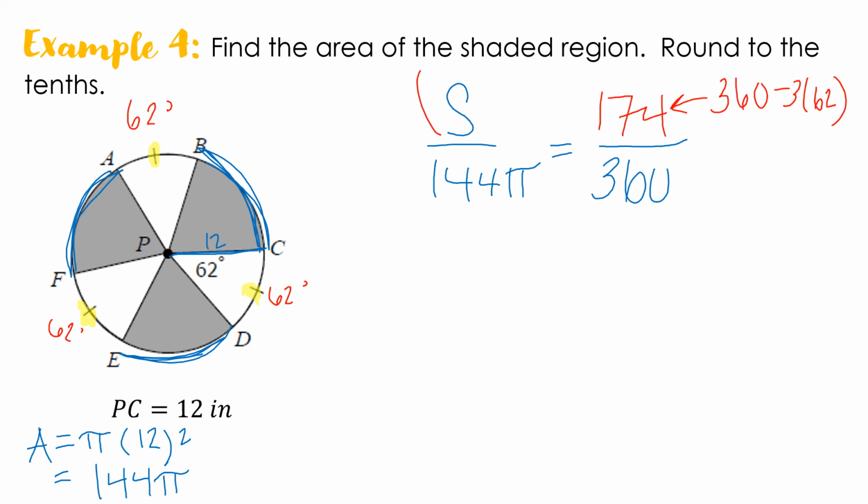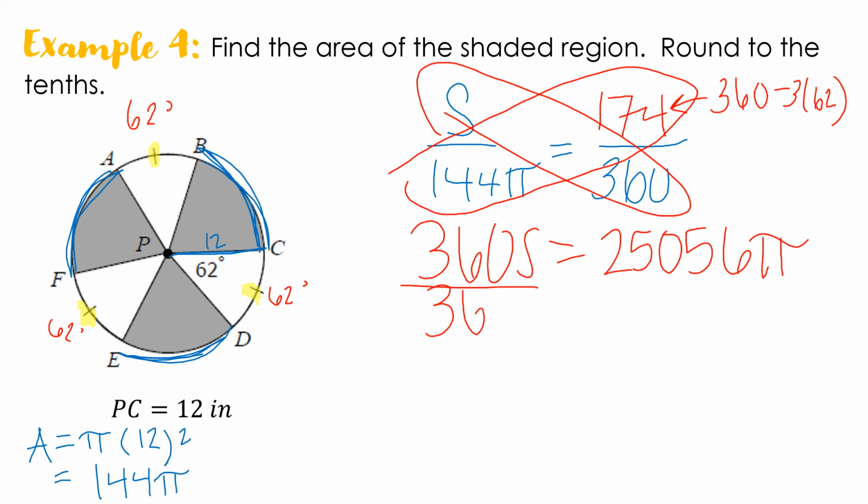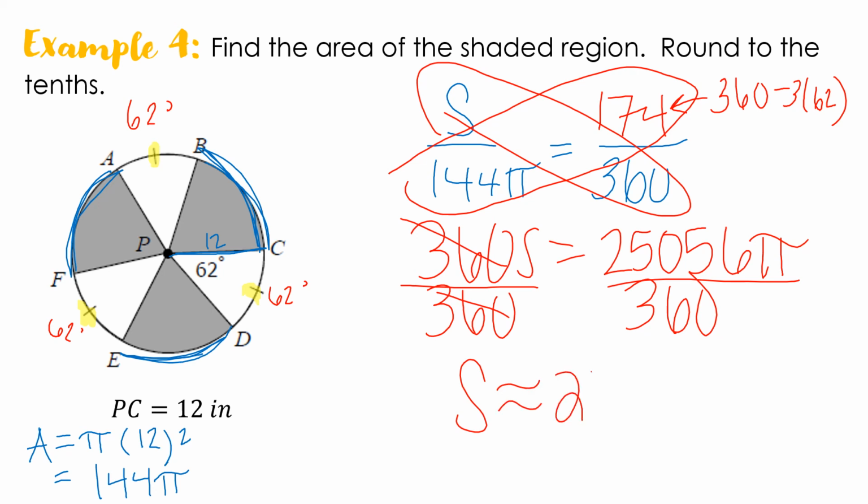So now that you have the setup, we're going to cross multiply. 360S equals 174 times 144 is 25,056. And make sure you have the pi. Divide both sides by 360. And then when we use our calculator, we will approximate that to 218.7 inches squared.